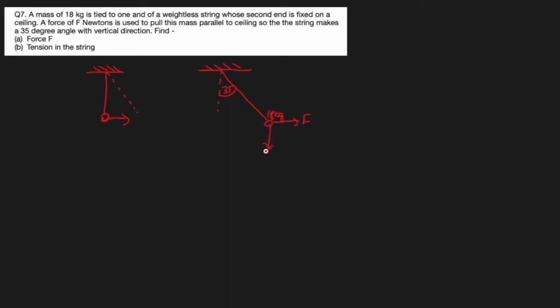So its weight will be 180 Newtons, right? We take g equal to 10. So weight, which is the force, is m times g. m is 18, g is 10, that's why 180 Newtons. Alright. To find F, let's first write the components of the tension in this one.